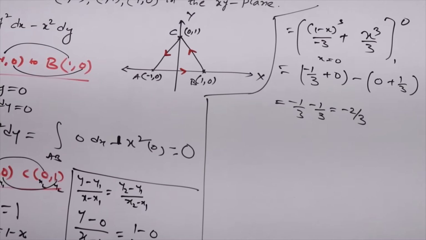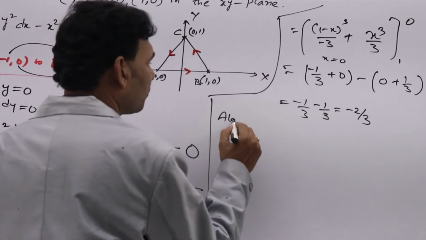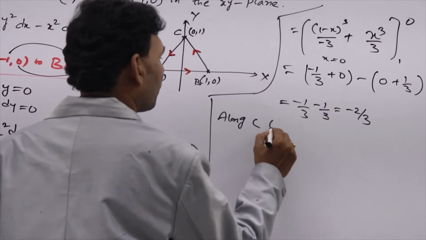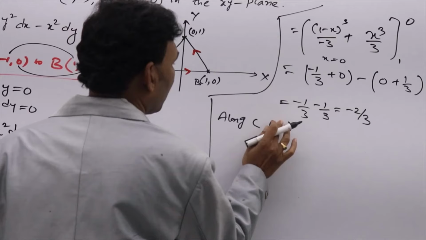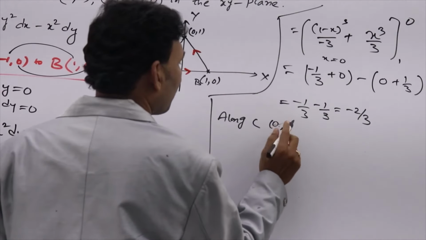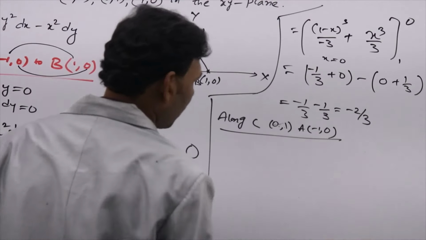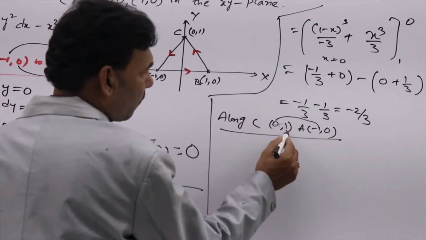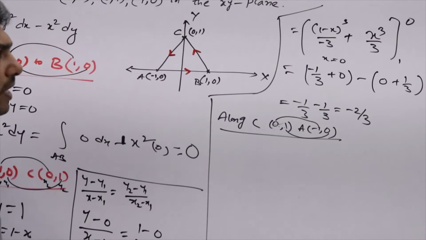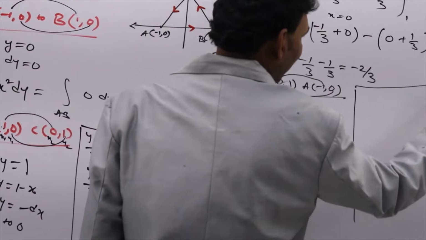Next direction: along CA we need to find. Along C, sorry, C is 0 comma 1, to A, which is minus 1 comma 0. Along CA, here also x terms are varying, y terms also vary: 0 to minus 1, 1 to 0. Then I said this technique. If you apply this technique here, you will get the exact relation.